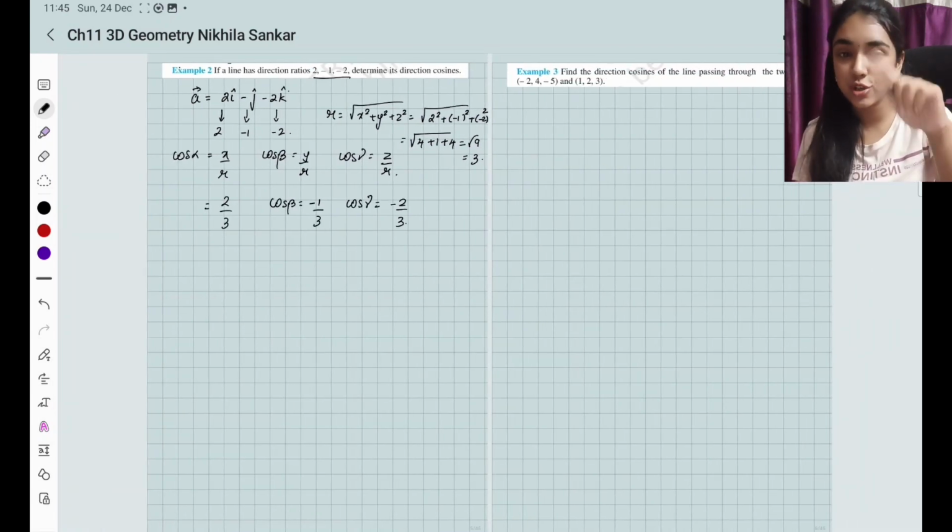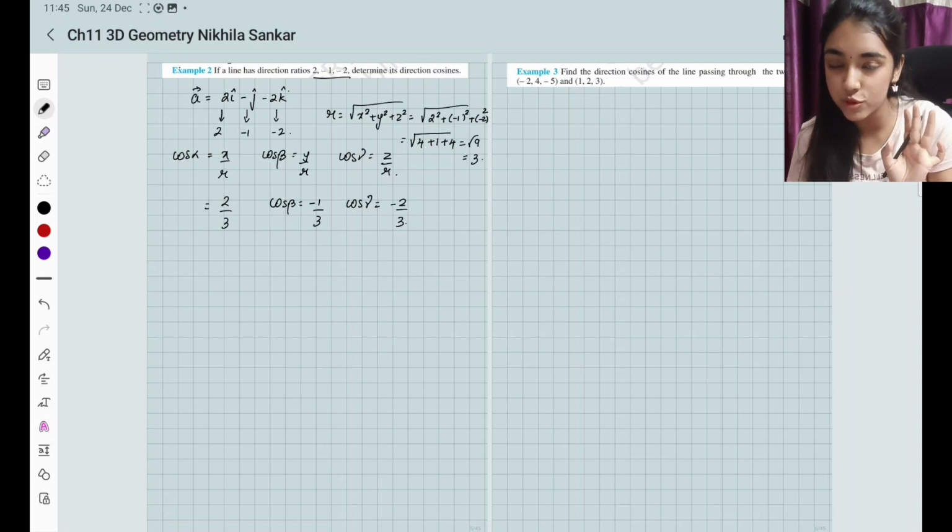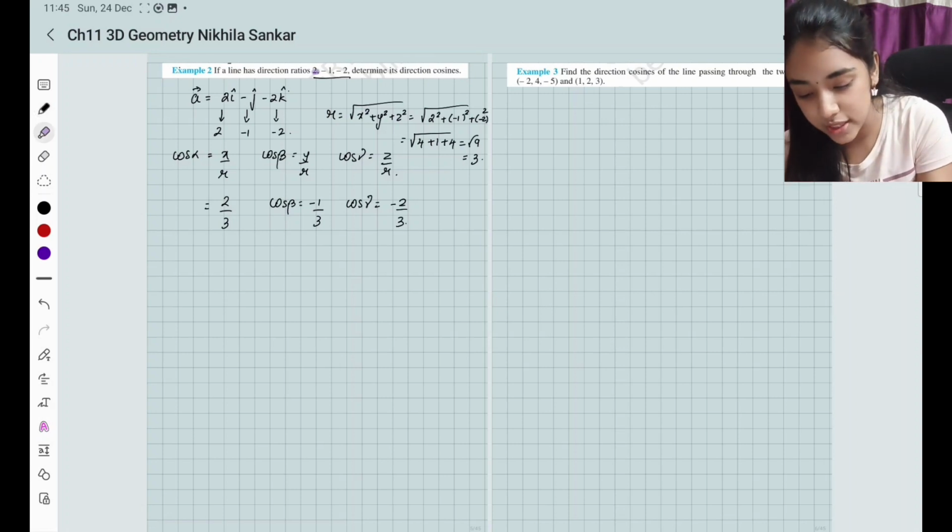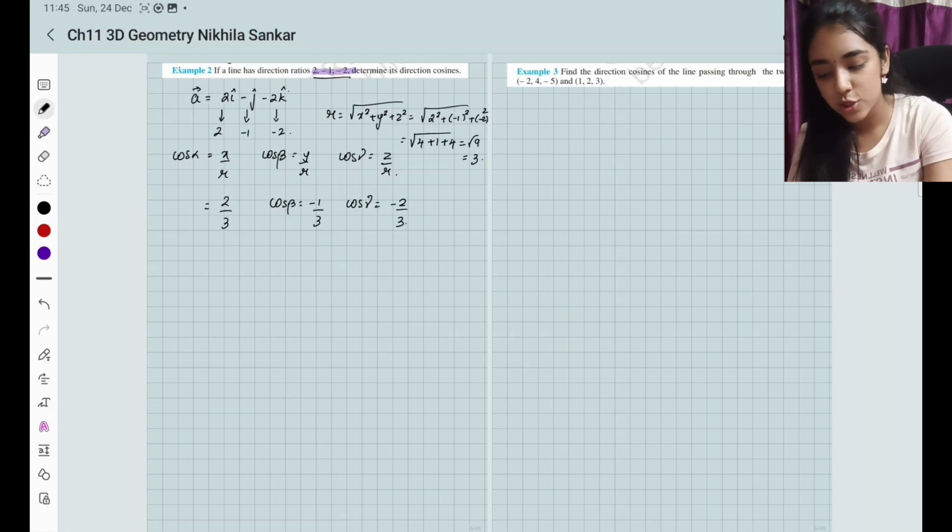So these are all my direction cosines. இப்போ direction ratio கொடுத்திருந்தா direction cosine எப்படி கண்டுபிடிக்கிறதுன்னு புரிஞ்சுச்சா? So this is for one single point. So இந்த இடத்துல ஒரே ஒரு பாயிண்ட் தான் கொடுத்திருக்கான். So you have one single point.